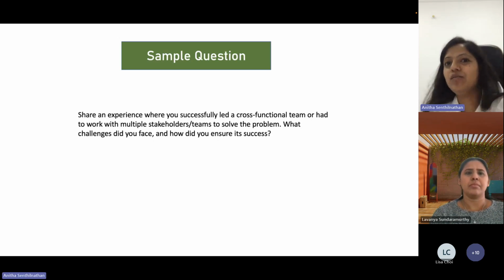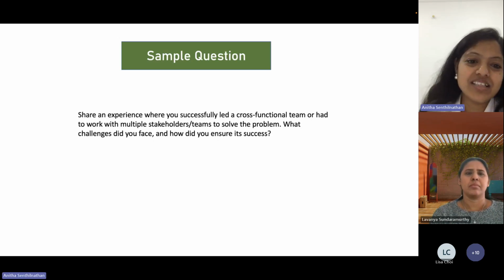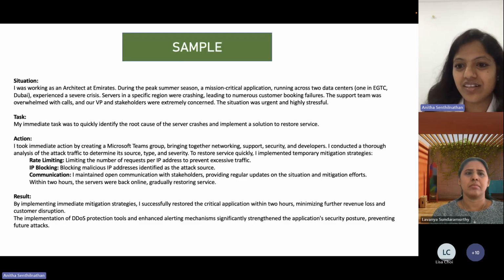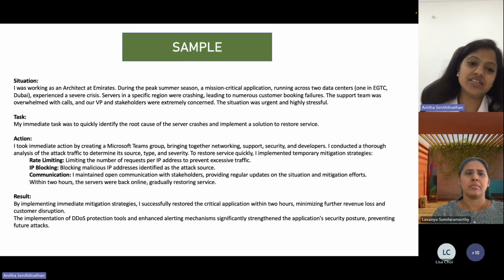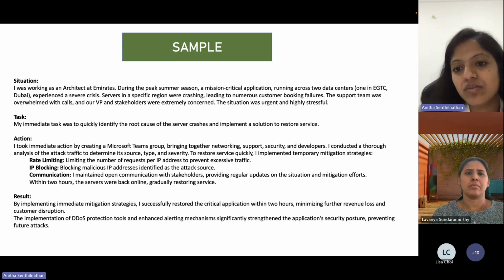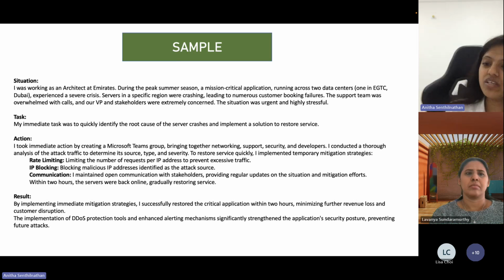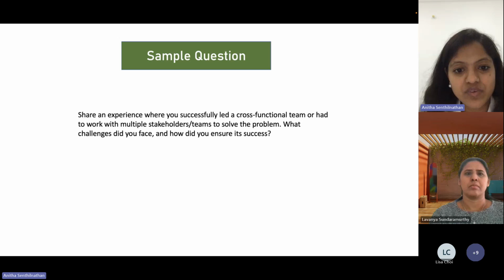Next, I have provided sample questions. This is a real answer, meaning I composed it, and I kept it, because whenever I find questions I take them, and when we keep on practicing, it will be easy to flow, and easy for us to communicate with the interviewer. The question is: share an experience where you successfully led a cross-functional team or had to work with multiple stakeholders or teams to solve a problem. What challenges did you face, and how did you ensure success?